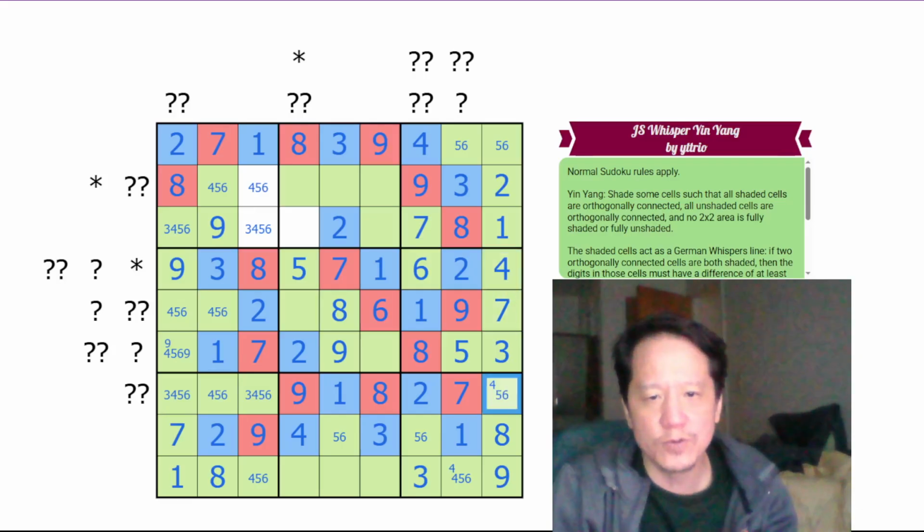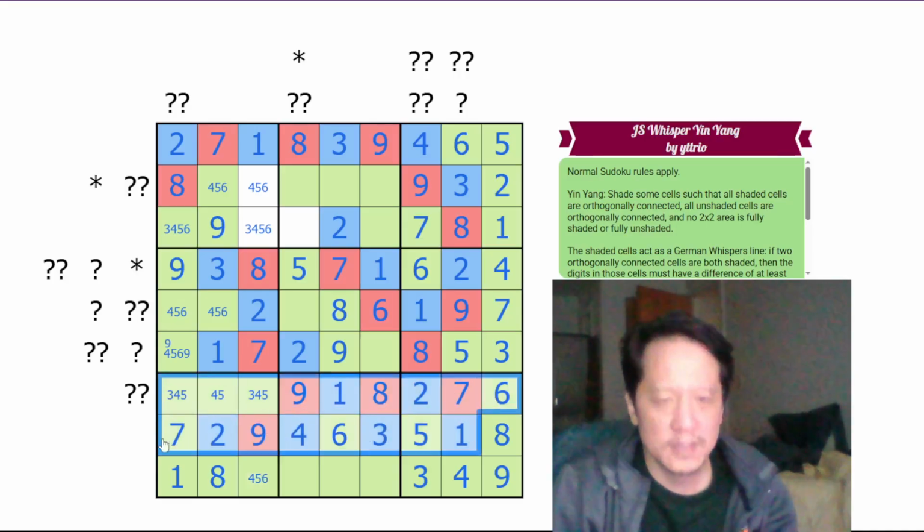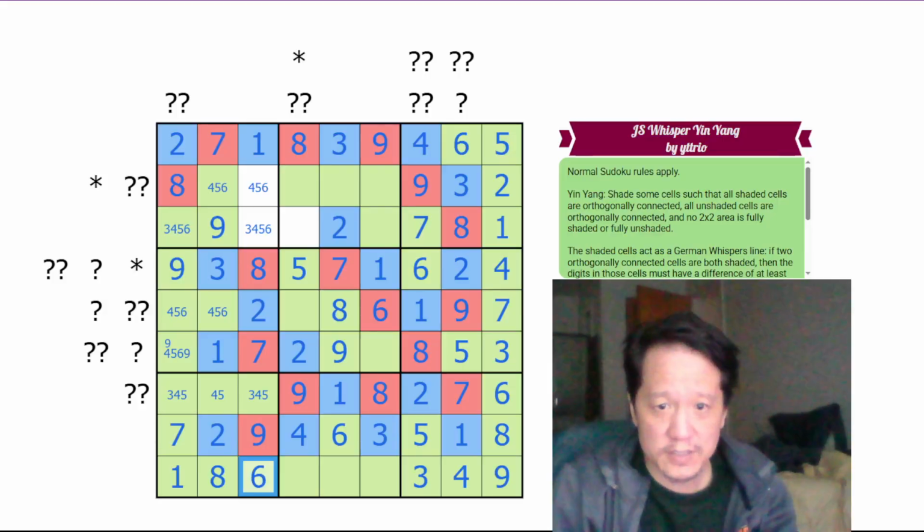4 eliminates 4 here, so this must be 4 here. 5 eliminates 5 here, so it's 6 and 5, which eliminates 5 here, so that's 6. 6 eliminates all of these from being 6, so where is the 6 in box 7? It has to be here. That eliminates 6 in the column.